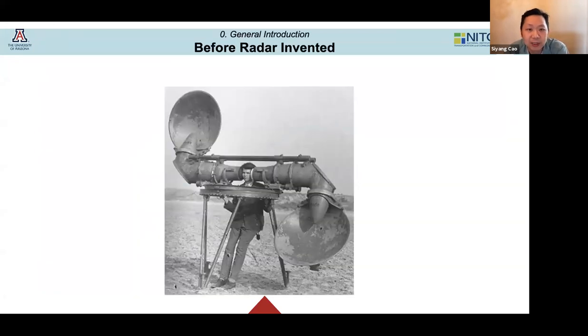First is about radar. Before radar was invented, people were using acoustic devices to detect objects. This is a picture taken during World War I, and people are using an acoustic device to find out if there are air attacks.